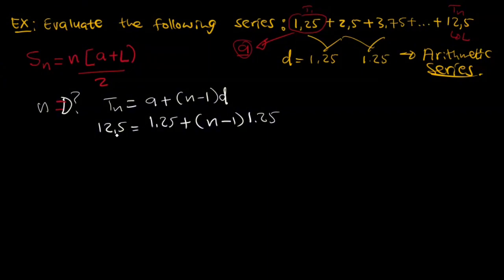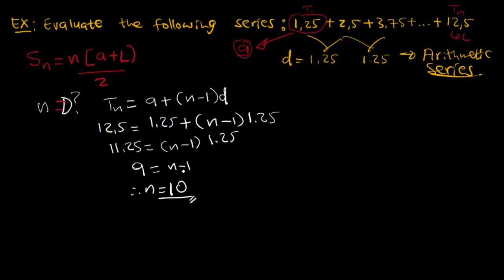Let's continue. Take 1.25 to the other side as a minus. So it's going to be 12.5 minus 1.25, which will give me 11.25, and minus 1 times 1.25. Okay, so divide both sides by 1.25. What do you get? You get 9 on this side and minus 1. Therefore, n is equal to 10. Take minus 1 to the other side: 9 plus 1, which is 10. Now I know the value of n.